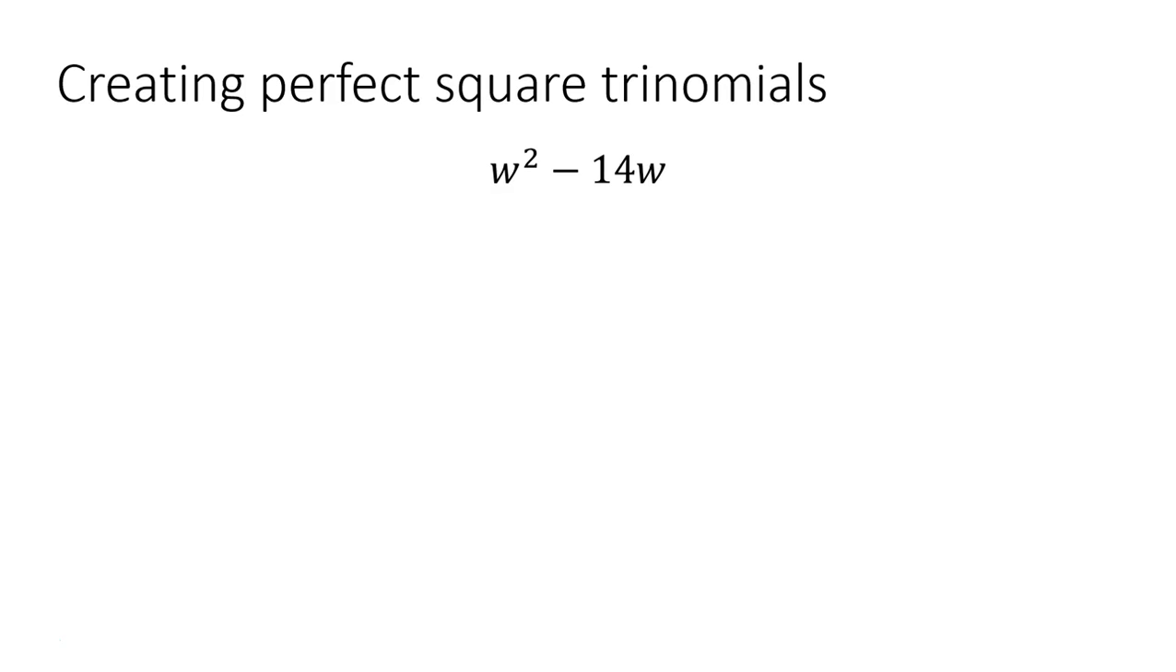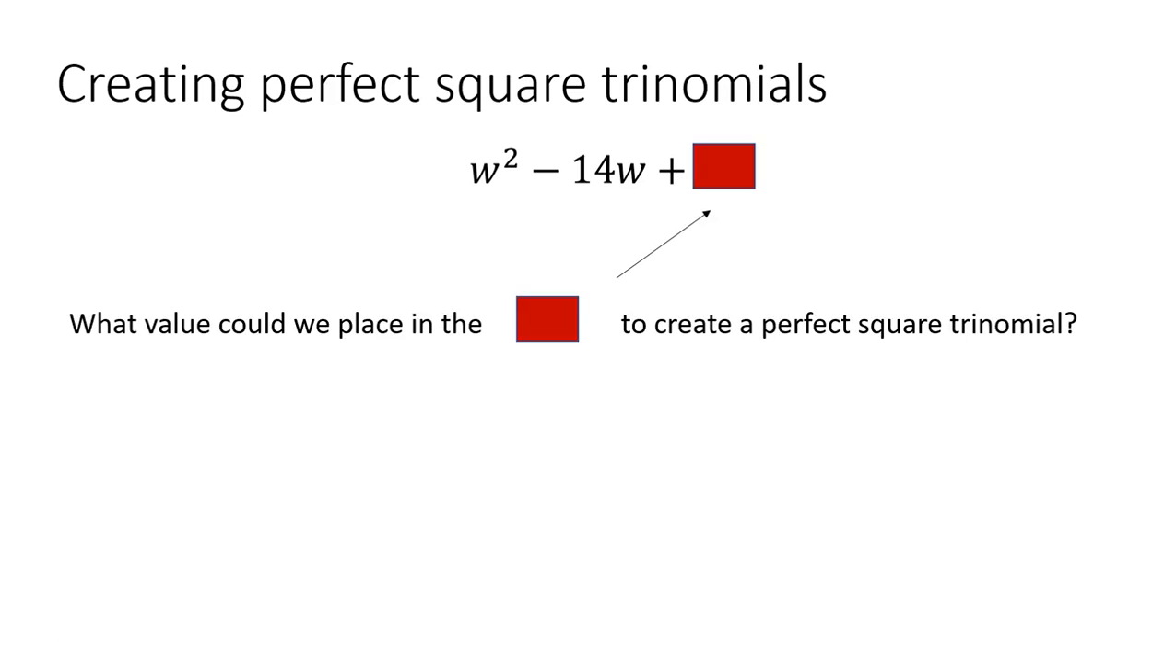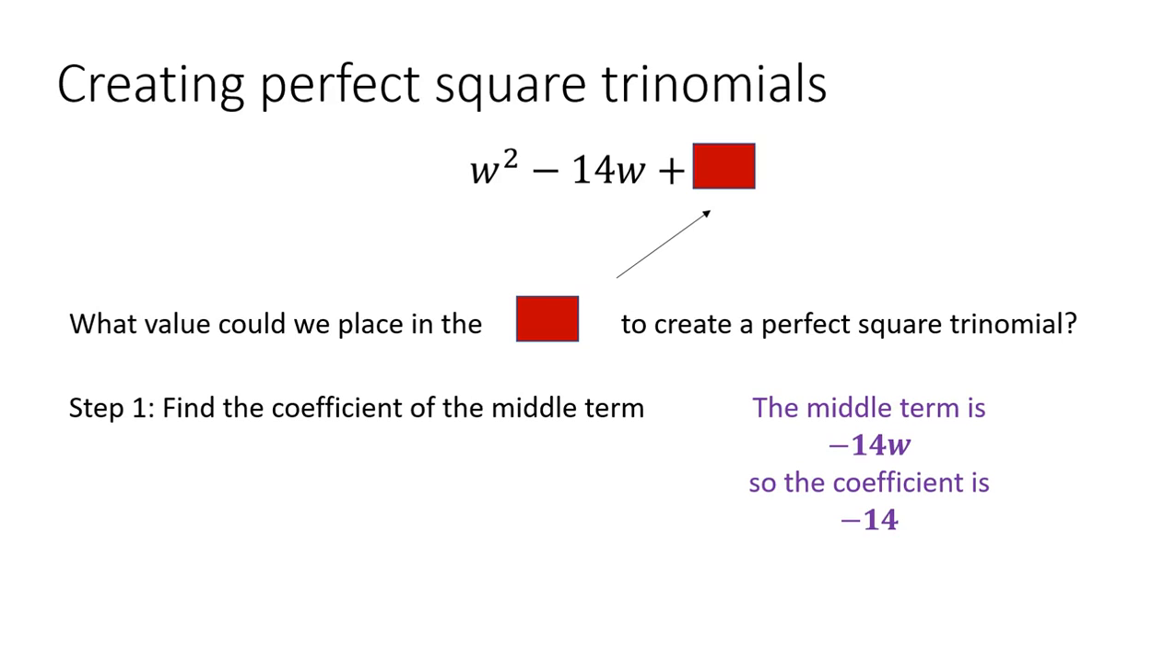Here's another example. w squared minus 14w. Well, let's get ready to add something, so we'll have three terms. What will we put in that last spot? Well, we'll find the coefficient of the middle term. The middle term is negative 14w. We care about negative 14.